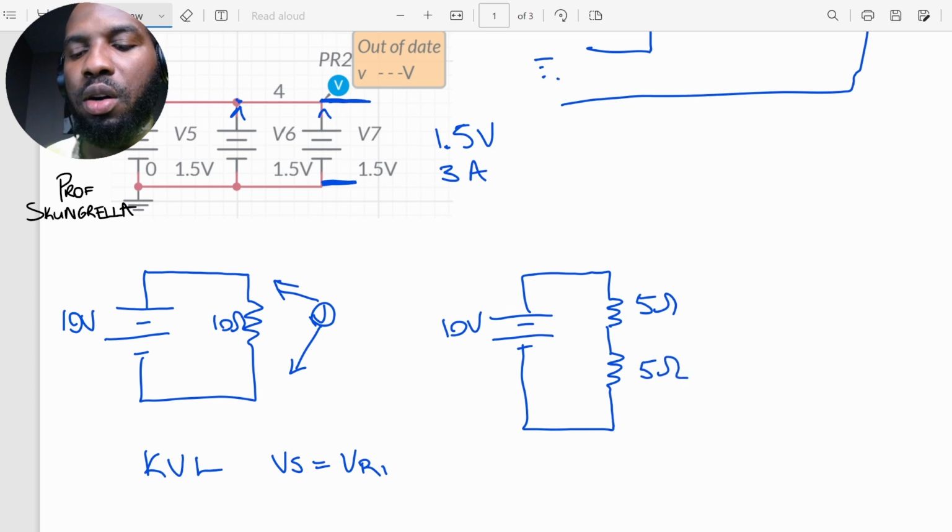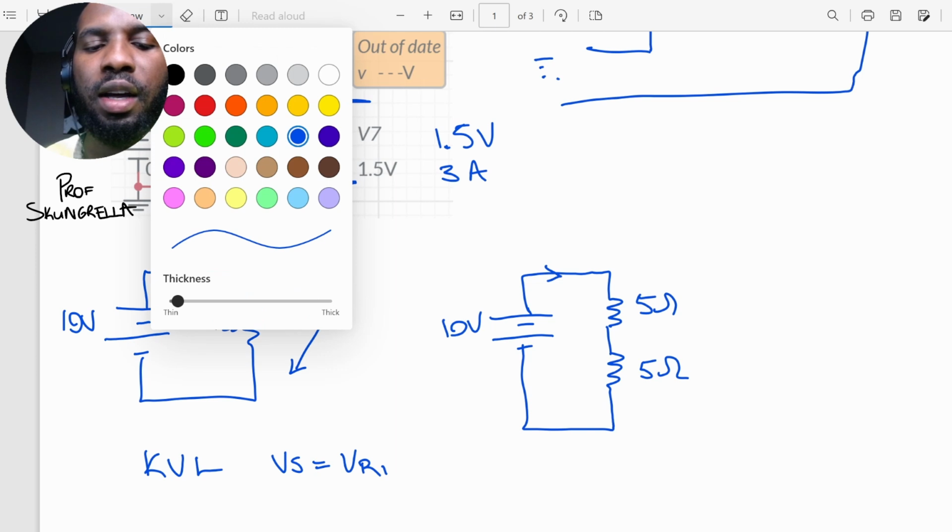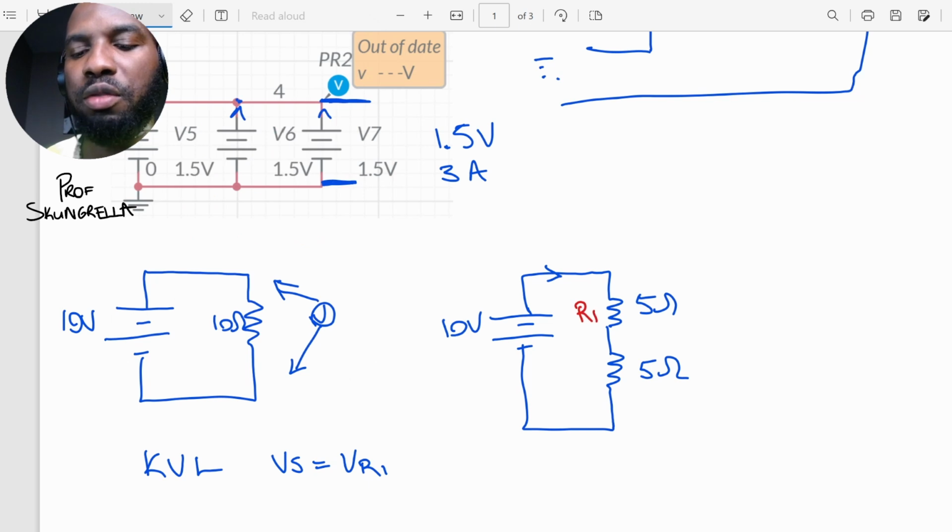Well, in series, since we have only one path for current to flow, the current will see all of this load, right? So it's going to see 5 ohms here and 5 ohms here. The total resistance that the current, or the battery, will see is the sum of the resistances. This is the first principle with resistors in series: the total resistance of the circuit is equal to the sum of the resistances, R1 plus R2. In our case, the total resistance is 5 plus 5, which is equal to 10 ohms.